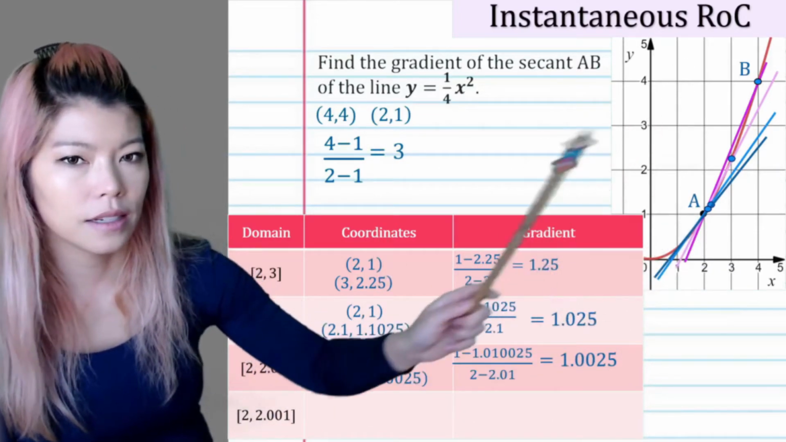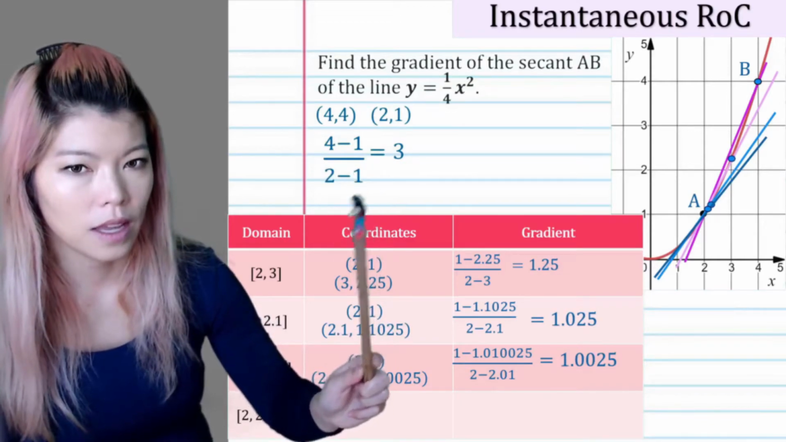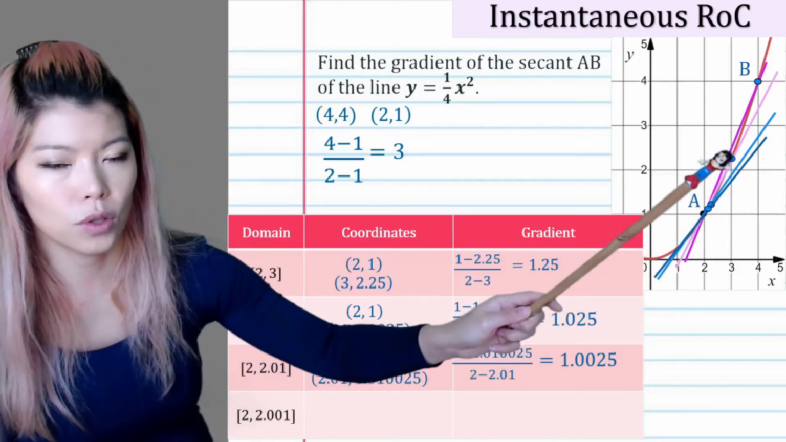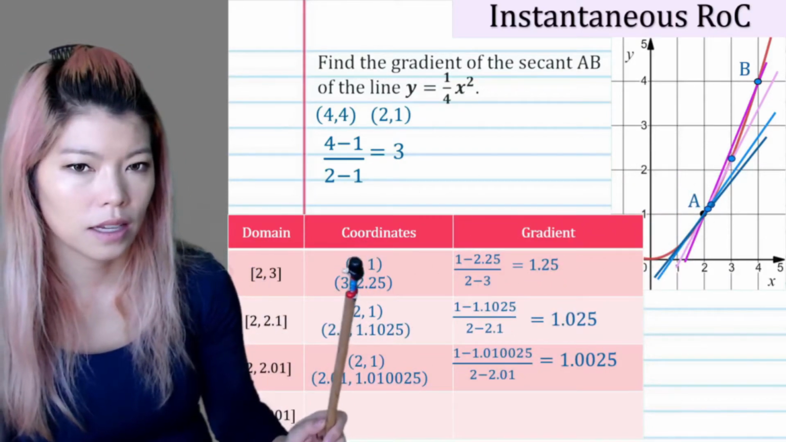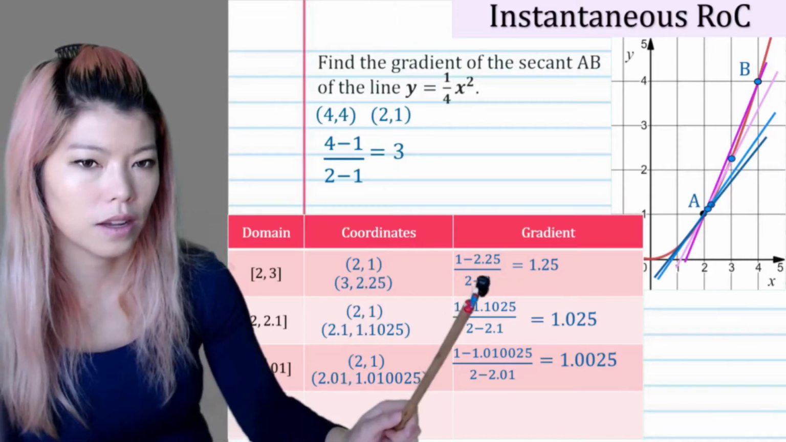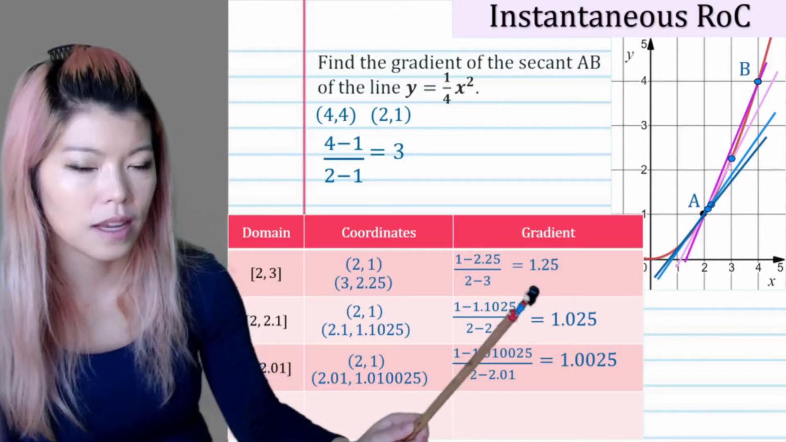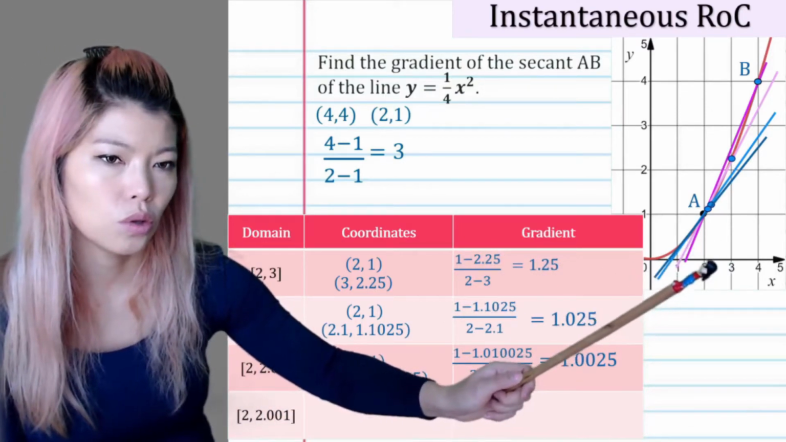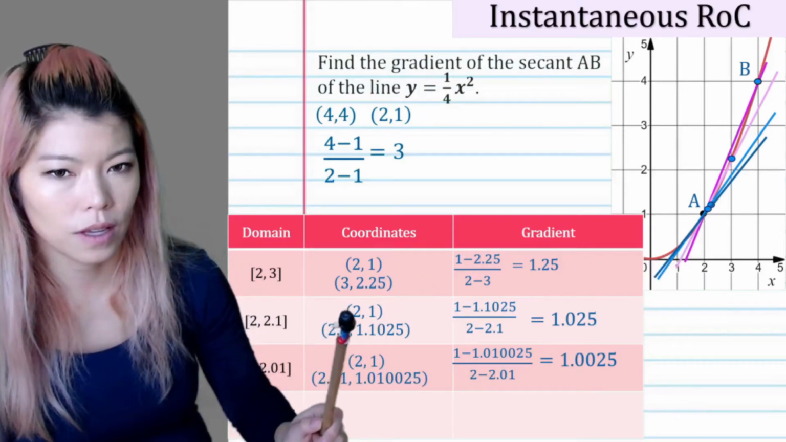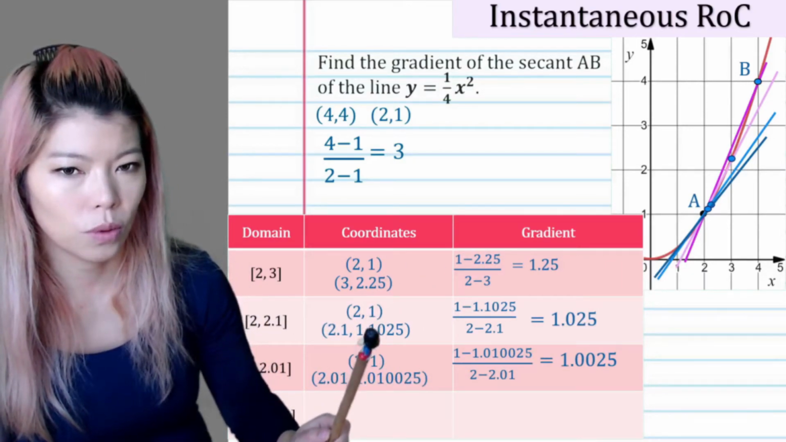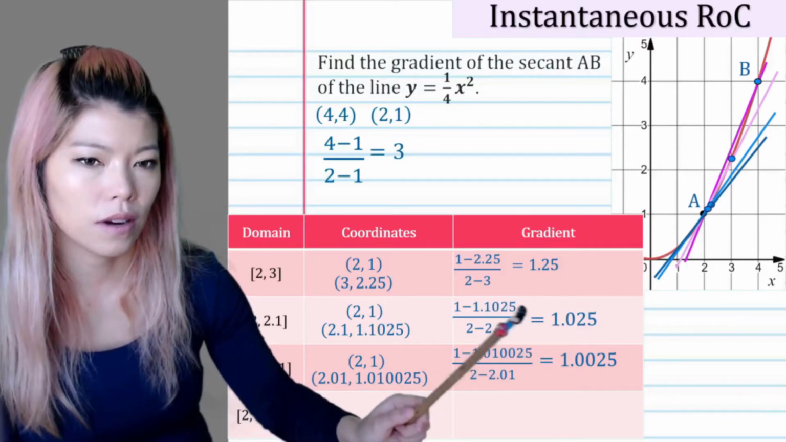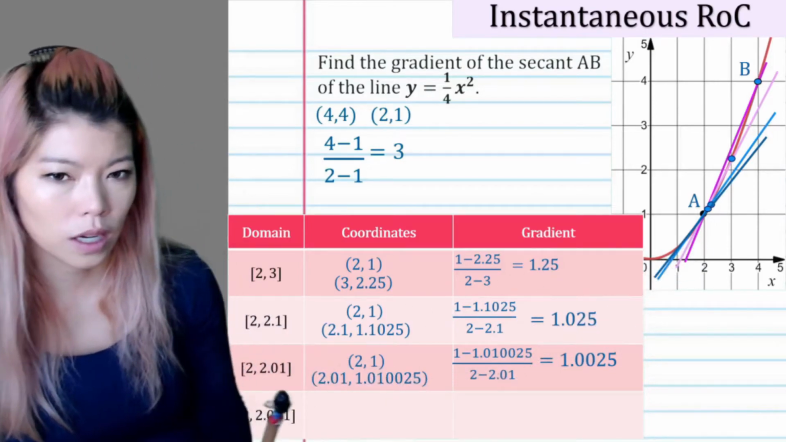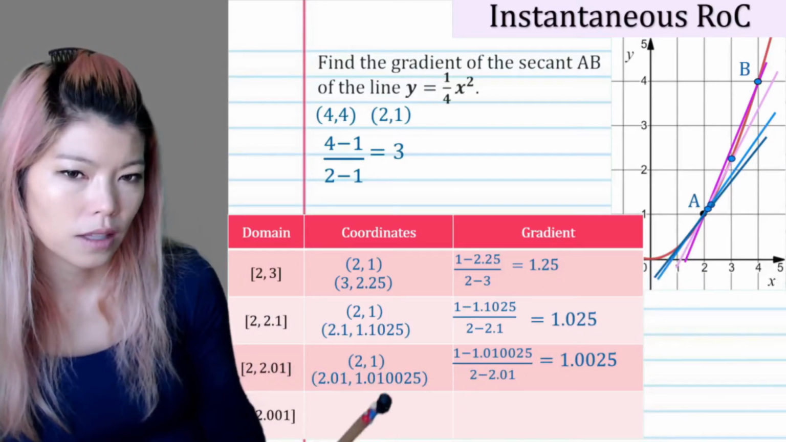So I've done 2 points, 2 and 4 up here. I've drawn a straight line, worked out the gradient, it was 3. Then I've done the gradient for the line 2 to 3. So I've drawn a secant from 2 to 3, and I found that the y coordinates were these. The gradient was that, 1.25. Then I repeated that practice, and instead of 2 to 3, I tried 2 and 2.1, the x values, and I found the y values for those 2 points, and I plugged it in and found the gradient to be 1.025.